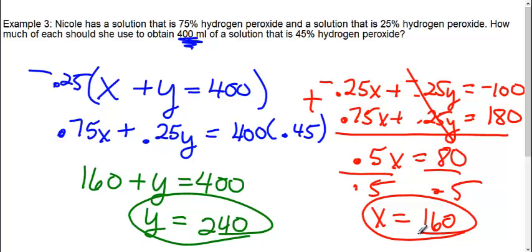So I'm going to use 160 milliliters of my first solution and 240 milliliters of the second solution, therefore to get a total of 400 milliliters.